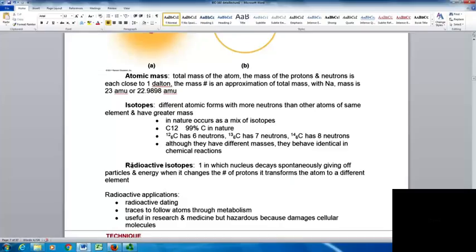For example, carbon-12 is 99% of the carbon in nature. It's not necessarily an equal mix. Carbon-12 has 6 neutrons, carbon-13 has 7 neutrons, and carbon-14 has 8 neutrons. Although they have different masses, they behave identically in chemical reactions.